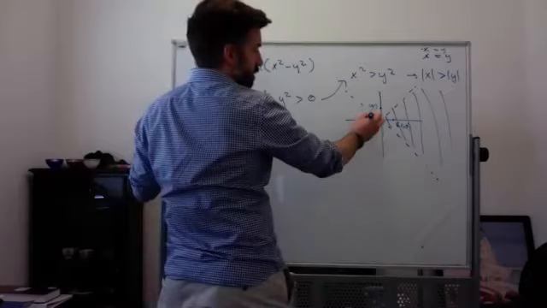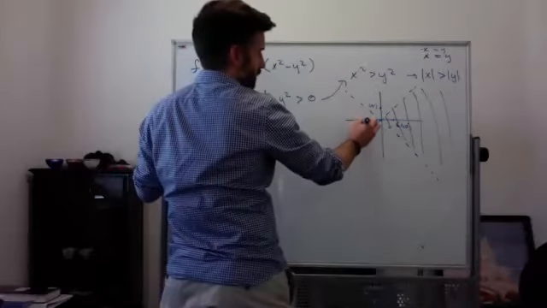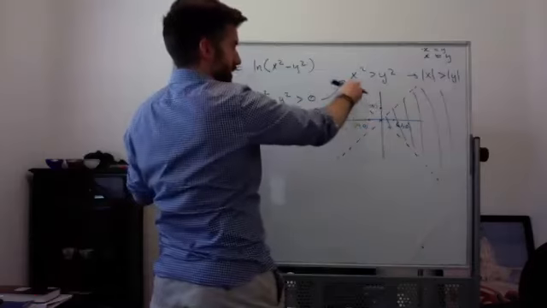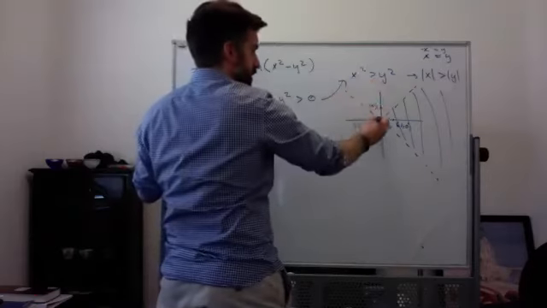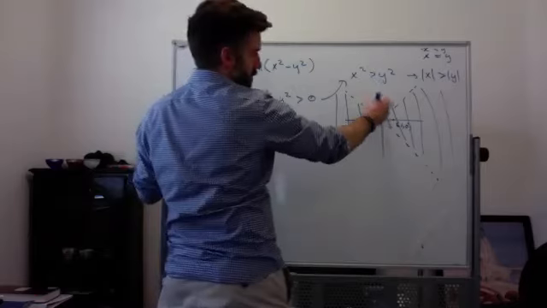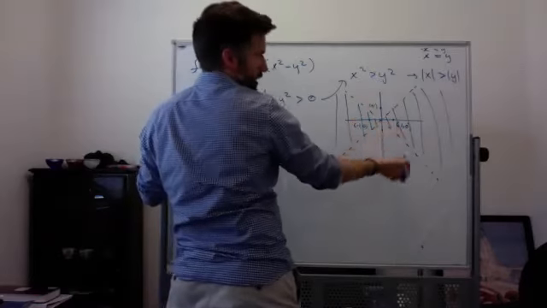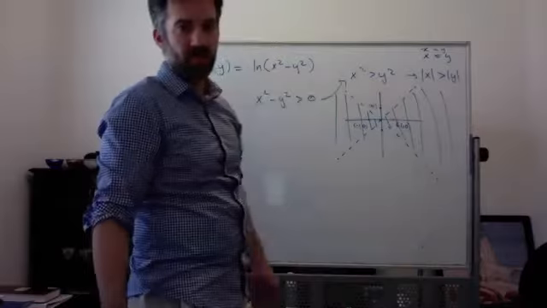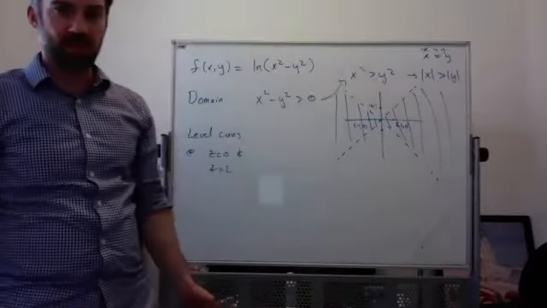Similarly, over here, if I plug in -1 for x and 0 for y, I am satisfying the inequality. Right? -1 squared is greater than 0 squared. So I want all this. And then if I plug in 0 for x and -1 for y, it doesn't work. 0 squared isn't bigger than -1 squared. So there's my domain. It's kind of crazy looking.